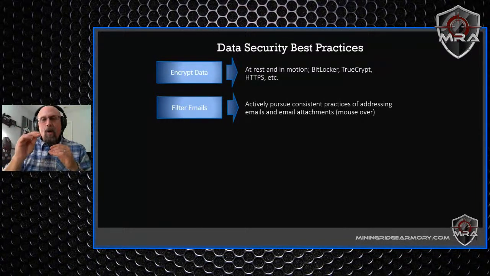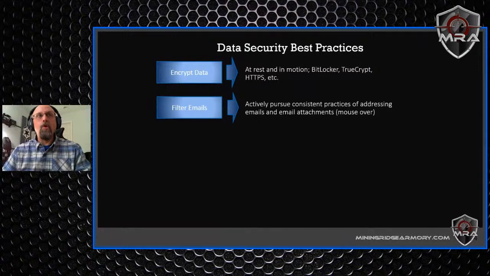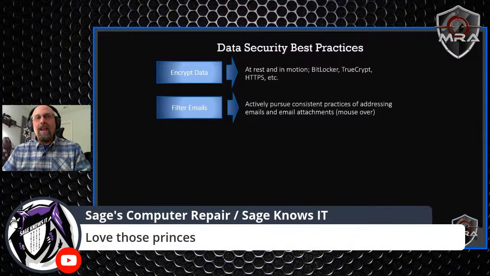But more importantly, taking it down one layer lower, that could come from a URL that looks like a reputable source. Like it could be miningridgearmory.com, or it could be ou.miningridgearmory.com. And you could think that it was coming from a reputable source, or coming directly from me at Mining Ridge Armory. But if you take the second to mouse over every hyperlink inside of an email, run your mouse right over top of any hyperlink or any email address, you'll see it pop up and tell you where it's truly coming from. And that can be very insightful. So always filter your emails.